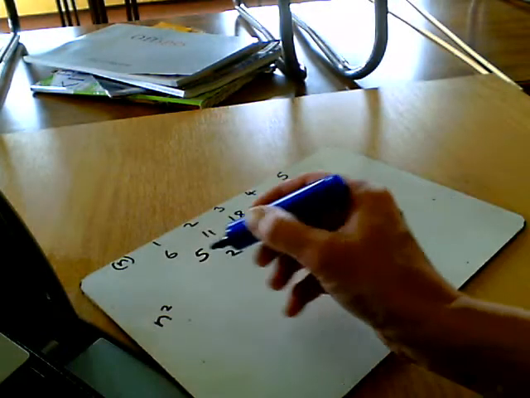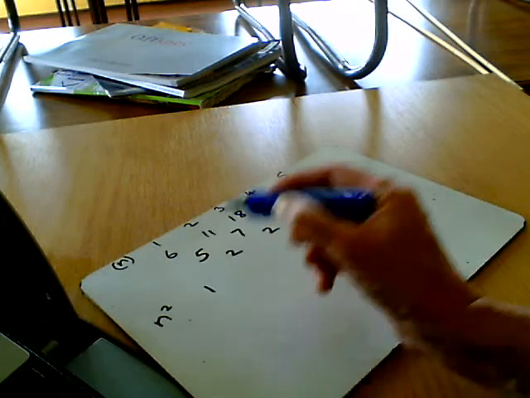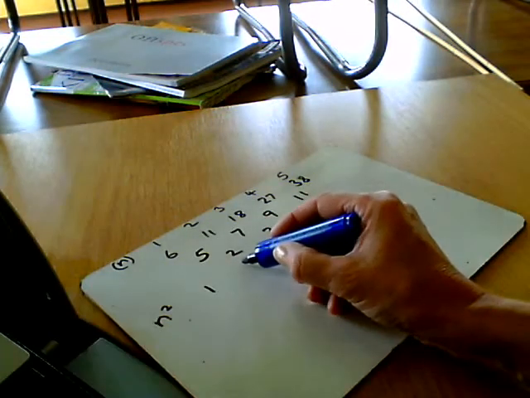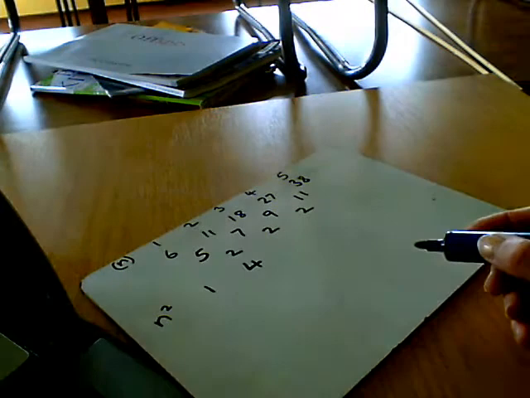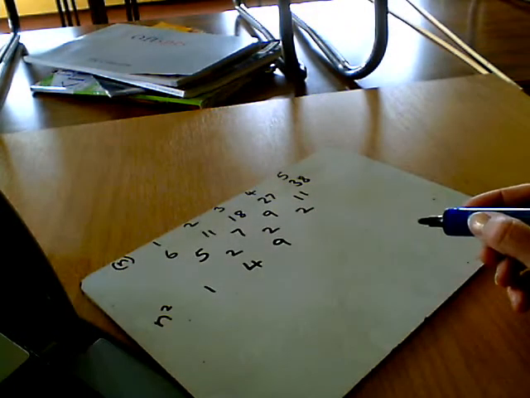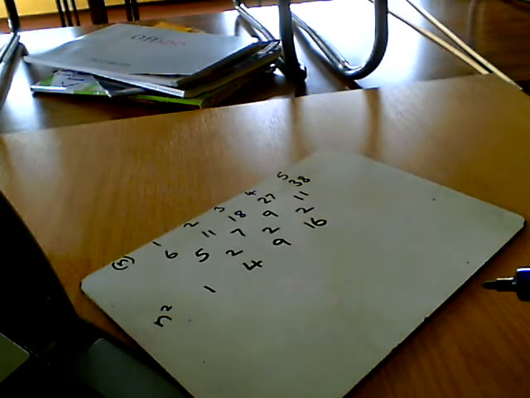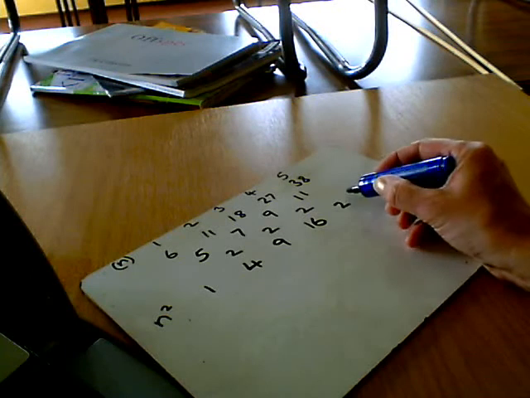So, n squared, well, if n is 1, 1 squared is 1. If n is 2, 2 squared is 4. If n is 3, 3 squared is 9. If n is 4, 4 squared is 16. And if n is 5, 5 squared is 25.